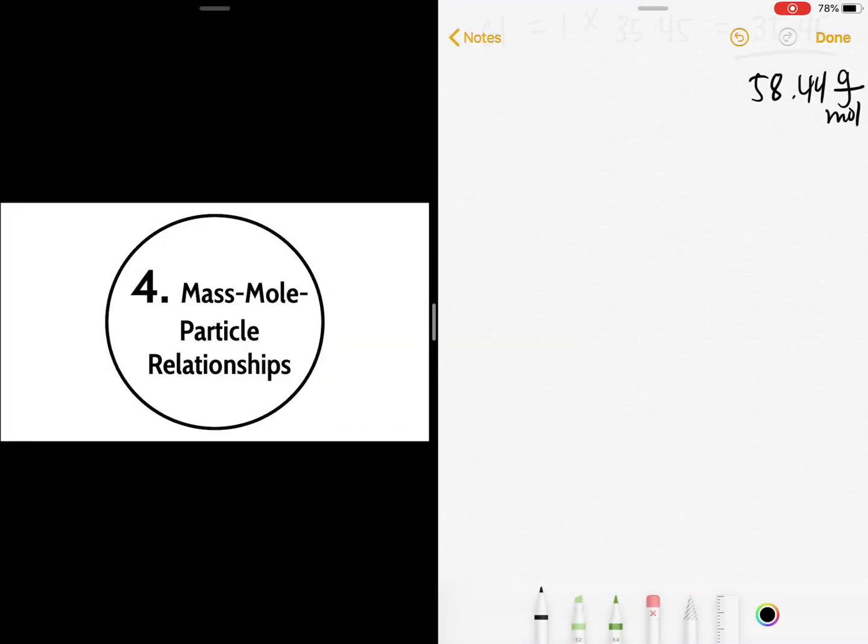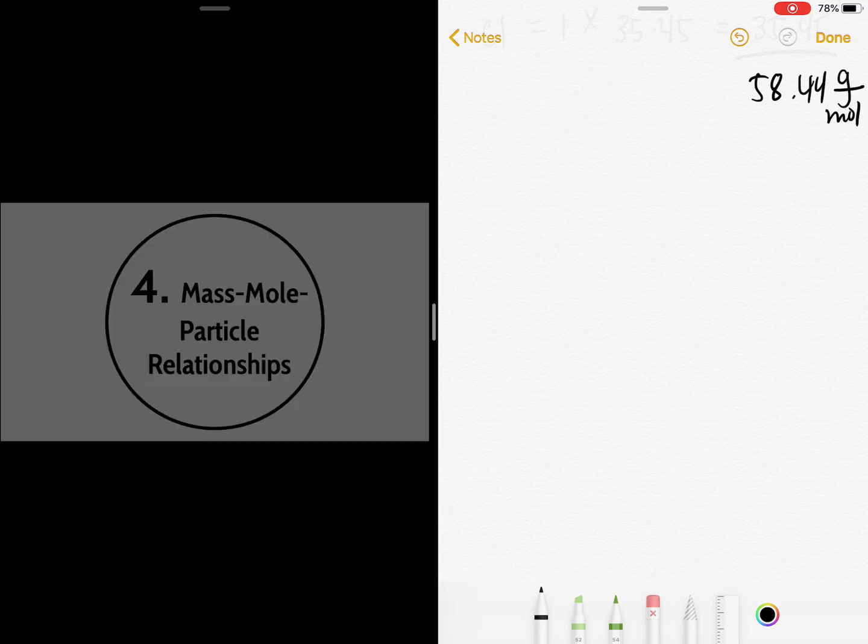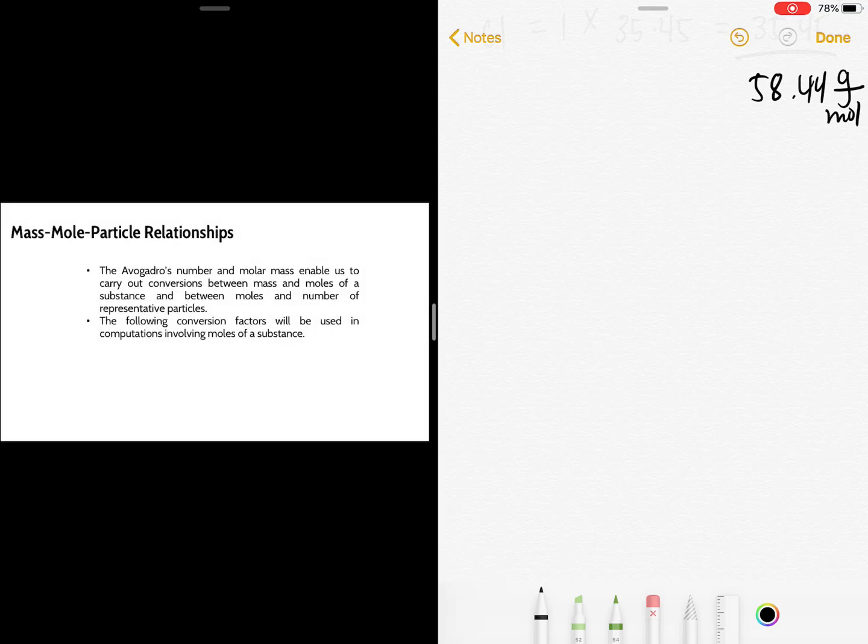Okay, so this is part 2 of our lecture. In this part, we'll discuss mass-to-mole particle relationships. Avogadro's number and the molar mass enable us to carry out conversions between mass and moles of a substance, and between moles and number of representative particles.